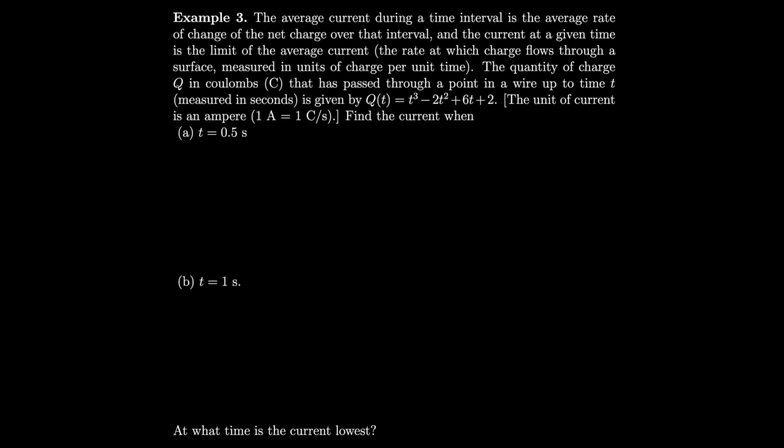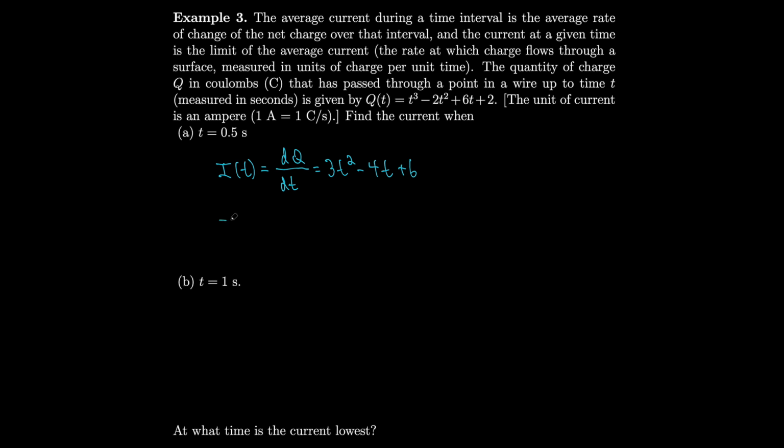So let's find the current at 0.5 seconds. So we'll use I of t to be our current function. Average current is the average rate of change, and the current is the limit of the average current. So that means that the current is the derivative, because it's the limit of the average rate of change. Okay, so we take the derivative and we get 3t squared minus 4t plus 6 using the power rule.